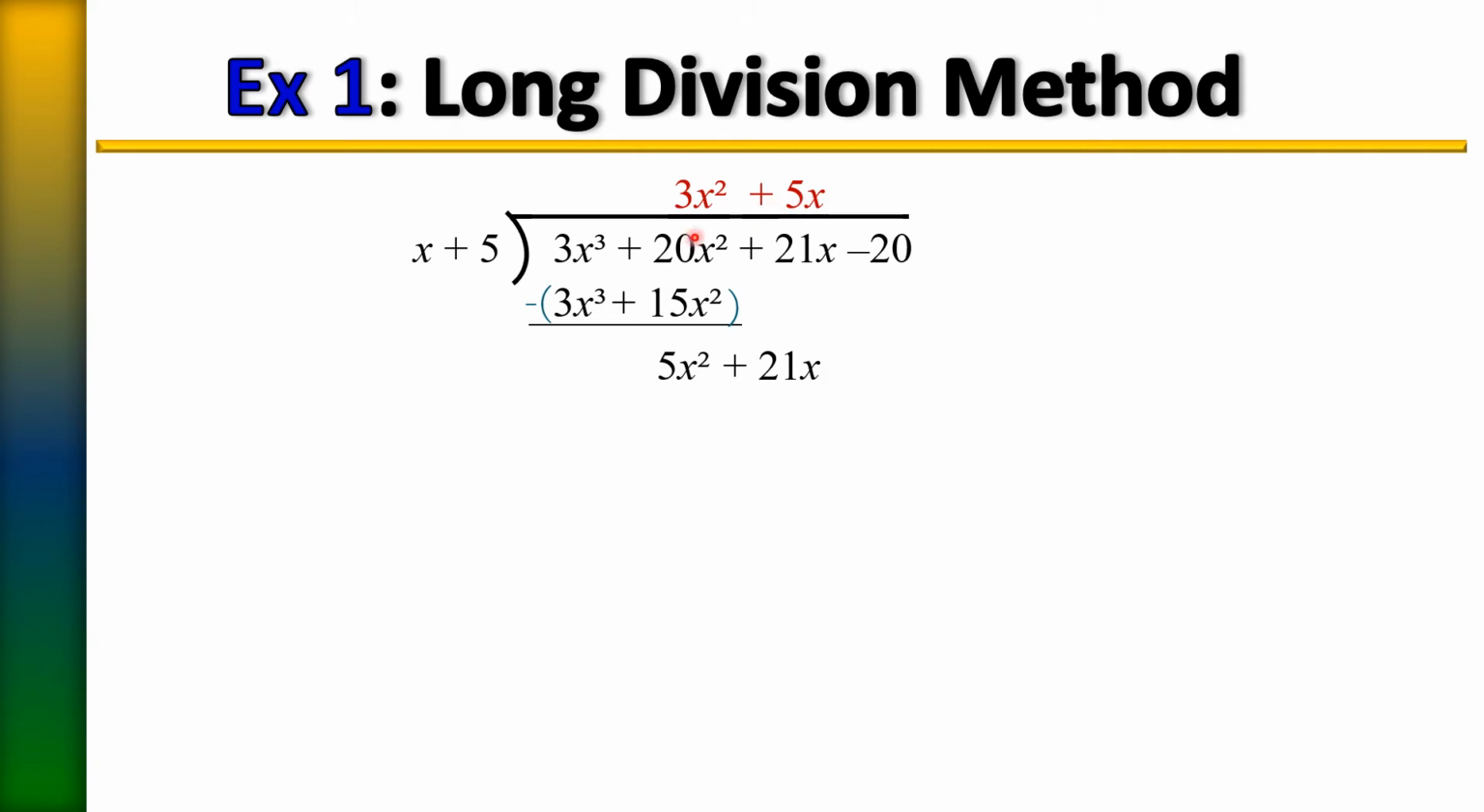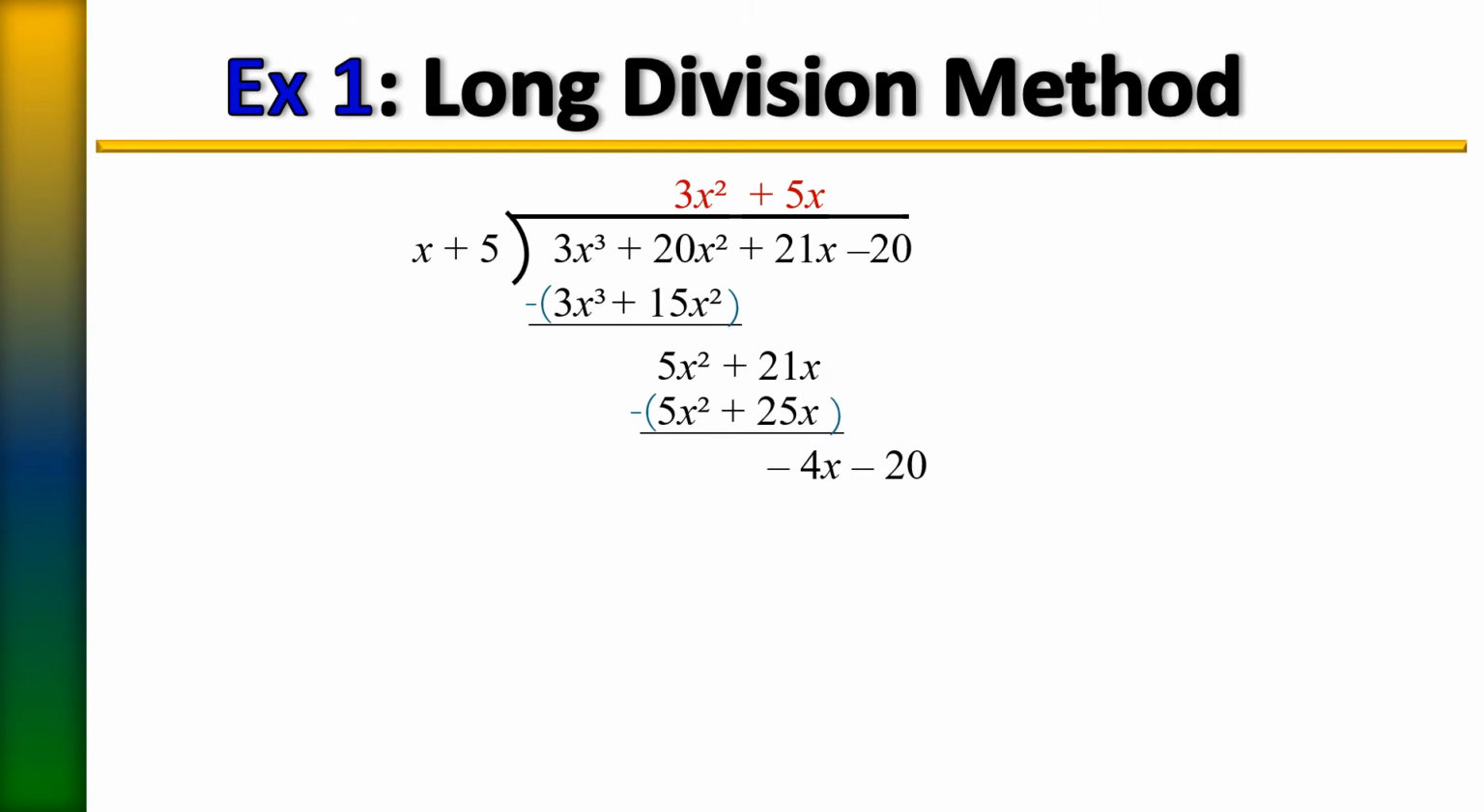5x times x, yes, it is 5x squared. 5x times 5 equals 25x. Subtract. These become your opposites. This becomes negative 5x squared, so your 5x squared will cancel out. This will become negative 25. So when you combine these terms, you're going to be bringing down a negative 4x. And in addition, you can go ahead and also bring down your last term.